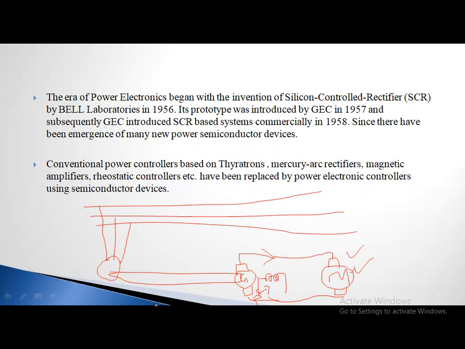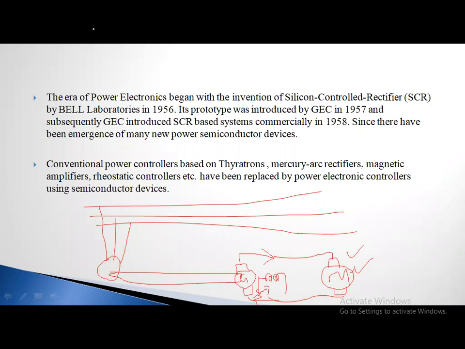The losses will be increased. Is it right? Losses increase, and the circuit size is also big. Now we will not be able to shift it from one place to another place. It is not easy to shift. Is it clear? So, whatever drawbacks there are in the previous general methods, they can be overcome by power electronics devices or power electronic modulators.